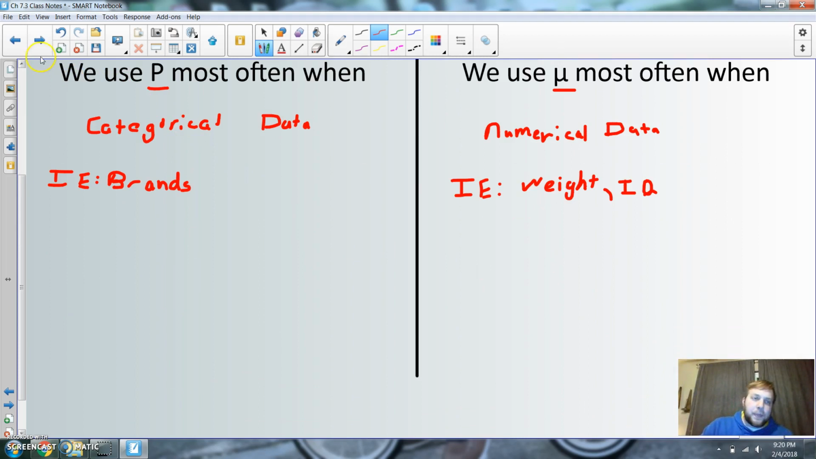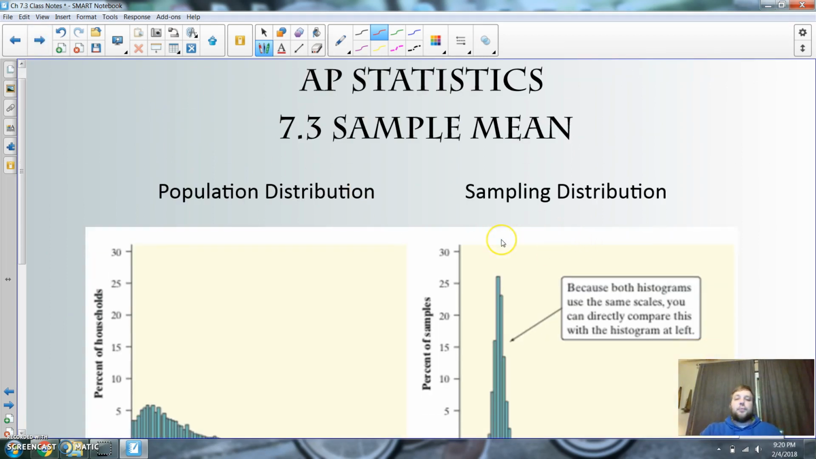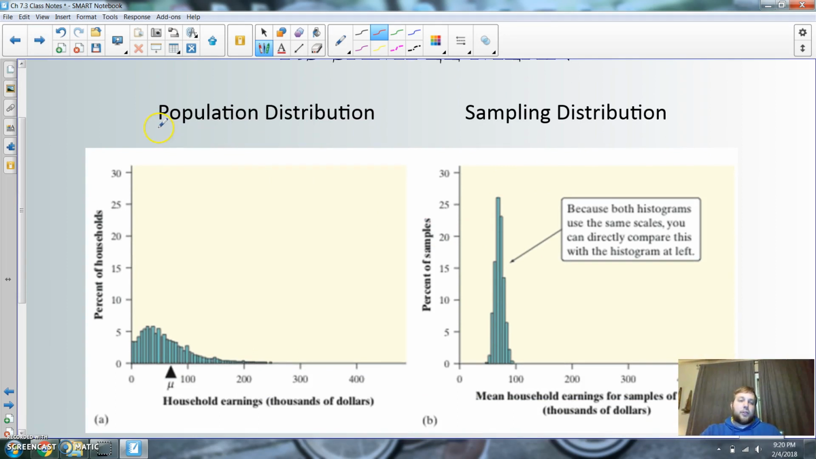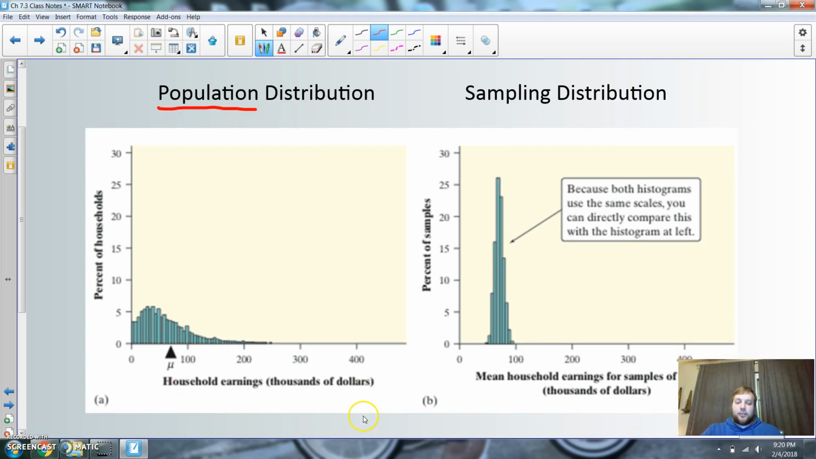Okay, so here's what we're going to get started on. I have two distributions. First of all, here is the actual distribution of the population of household earnings in a certain town. This is where everybody is at. I have some people making like 250,000 and some people making zero. And notice where the mean of my household earnings is. That looks like maybe around 70K. So this is the actual amount.